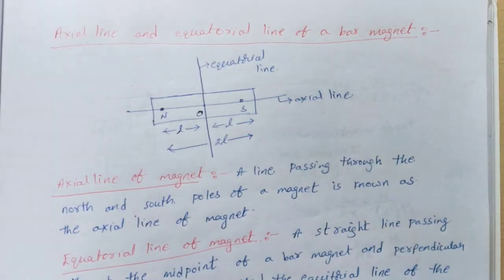Good morning students. In the last class we already completed the magnetic induction concept. In this class we are going to discuss the axial line and equatorial line of a bar magnet.